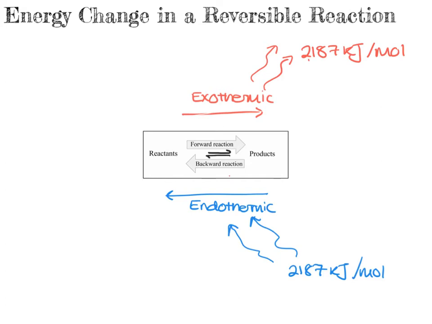Okay, we're going to look at this in a little bit more detail because we're going to look at Le Chatelier and what he says. But it's all to do with this idea that we can make more products or we can make more reactants by changing the conditions in the reaction.